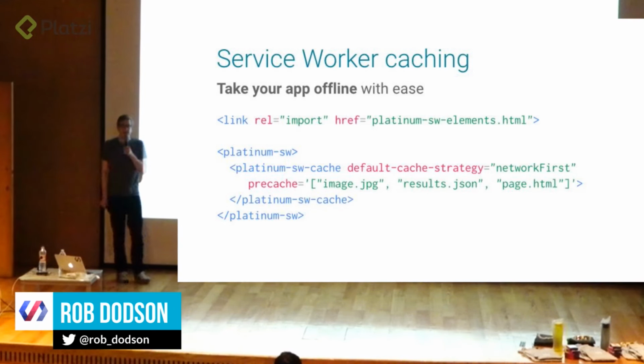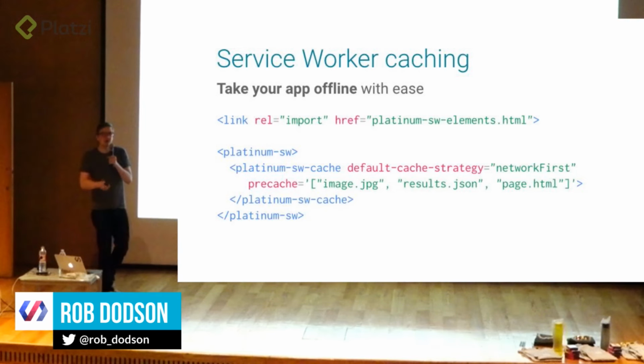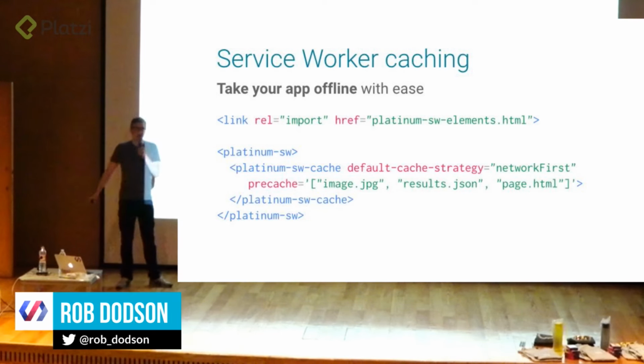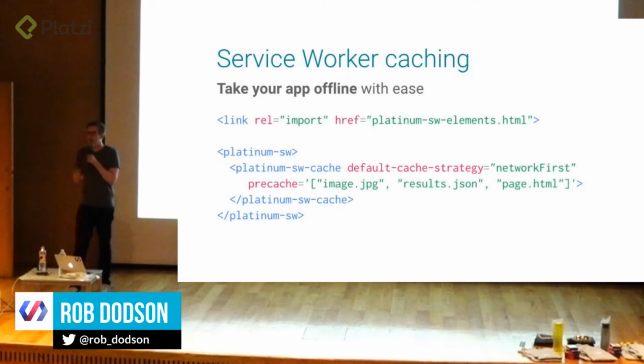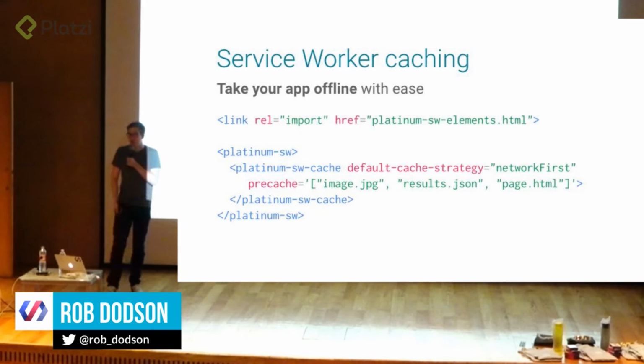So maybe the user loads your website for the very first time, and maybe there are things that they have not navigated to yet, but you know that they're going to want them offline. So you can actually just say, hey, make sure the second someone visits my site that you save all these things so that they're available offline. That way, if they start up your app again, those assets are there for them. So all this is handled for you by Polymer Starter Kit and by the Platinum elements, which I think is pretty rad.